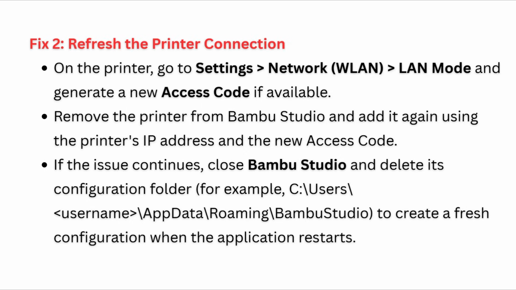Fix 2. Refresh the printer connection. On the printer, go to Settings, then go to Network WLAN, then from there go to LAN mode and generate a new access code if available. Now remove the printer from Bambu Studio and add it again using the printer's IP address and the new access code. If the issue still continues, close Bambu Studio and delete its configuration folder. For example, C:/Users/username/AppData/Roaming/BambuStudio to create a fresh configuration when the application restarts.